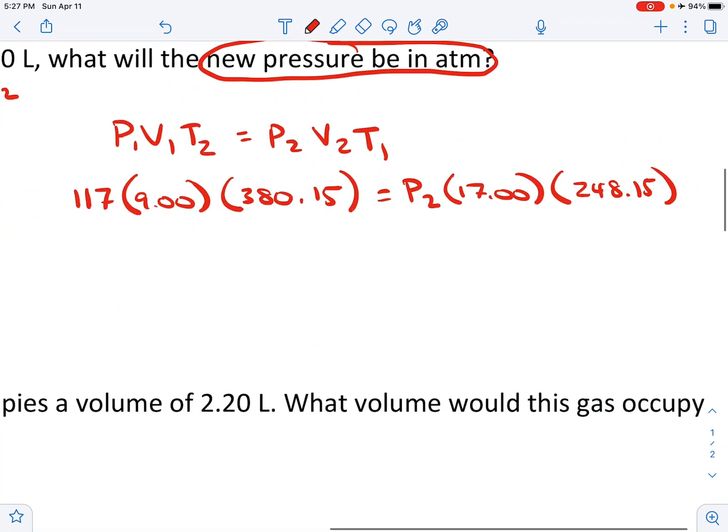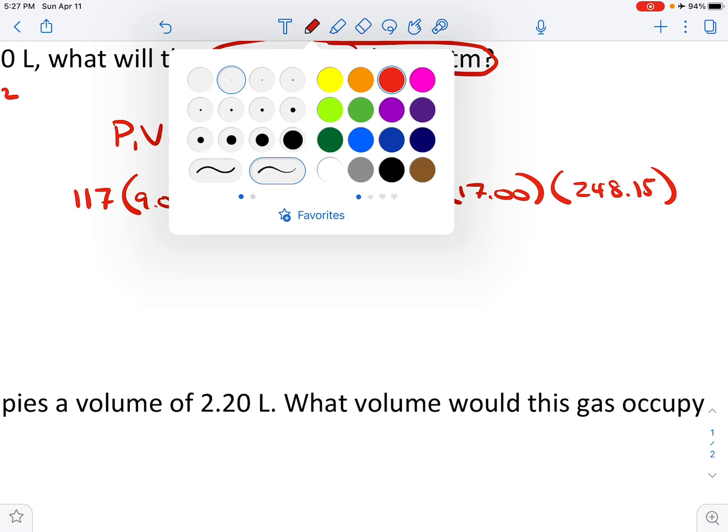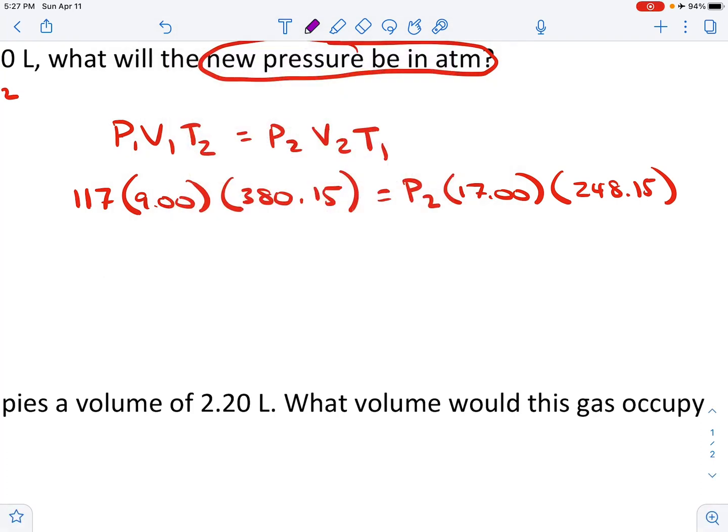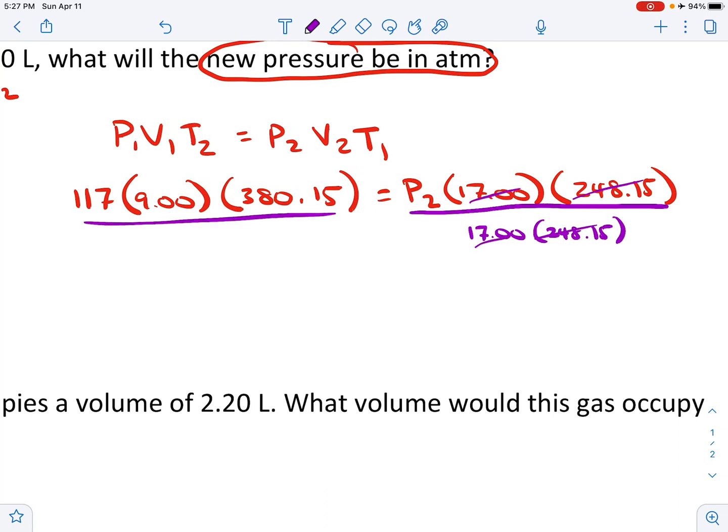Okay, there we are. Now we need to isolate P2. So we're going to just divide each side by 17 times 248.15. Yes, we could have multiplied those together and got this, but this works too. I only like to pick up my calculator once and do the math, so you can call me lazy, you can call me whatever you want, but we're cool here.